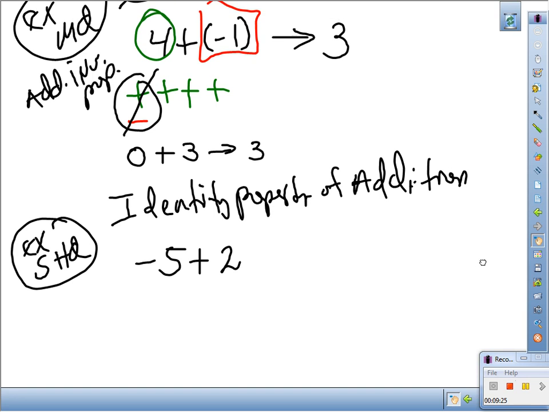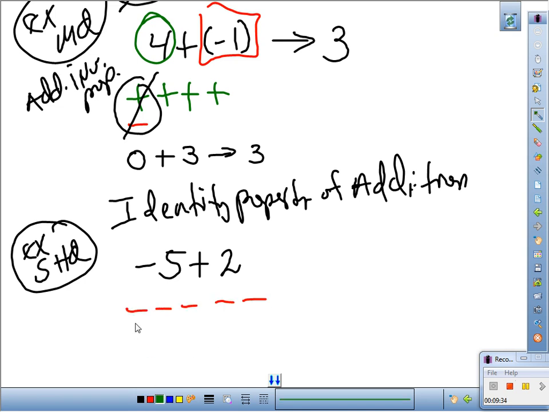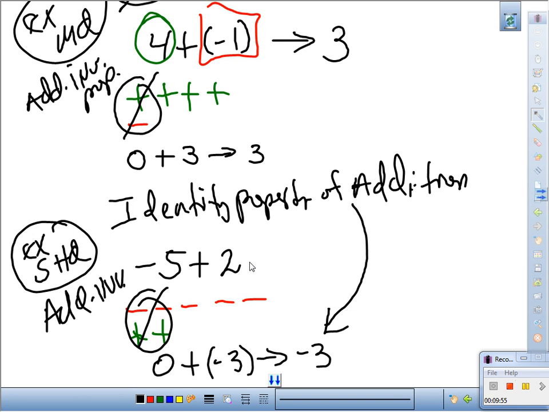All right, let's see. Volunteer, who can get me started with this one? Tanner. What did you start with? 5 negatives. 2 positives. 0 pair. What property is that? Additive inverse. And then 0 plus -3, and that gives me -3. What property did we use here, everyone? Identity property of addition, so this simplifies to -3.